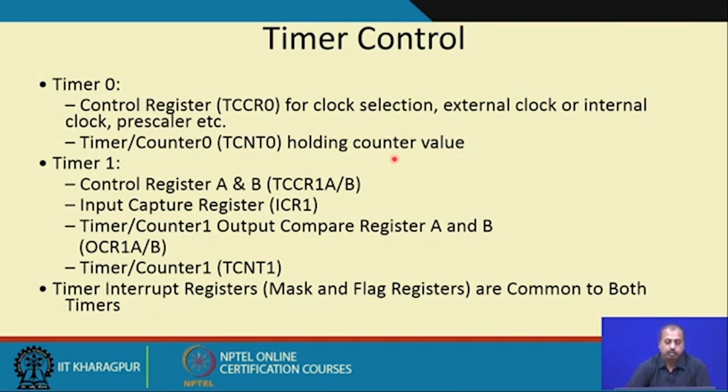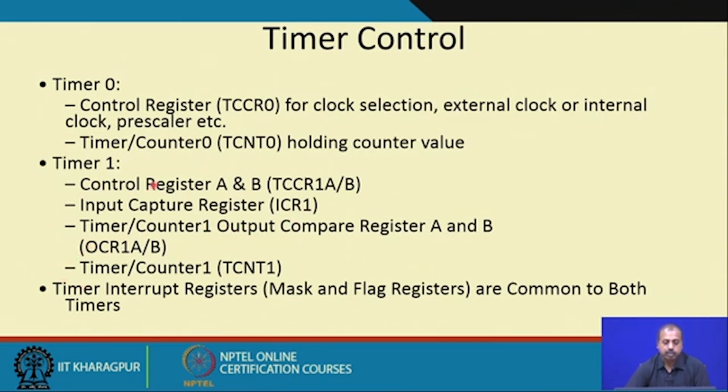For Timer 1, we have control registers TCCR 1A and 1B. There are two control registers. Similarly, we have the count value TCNT 1. Then you can have the input capture register ICR 1, for capturing input at some point. Then the output compare registers A and B.